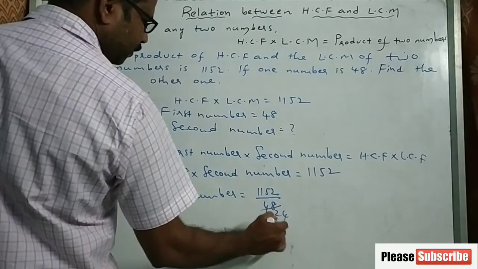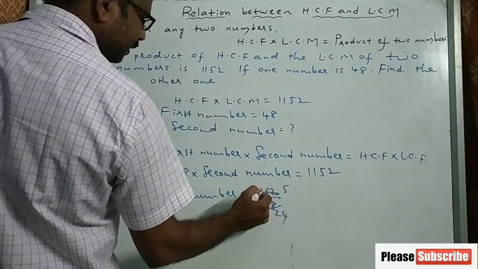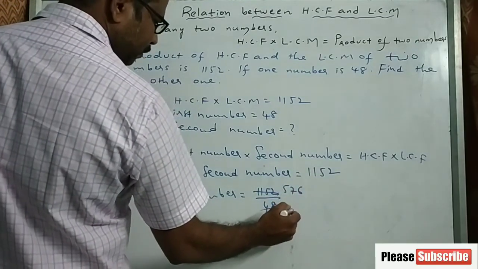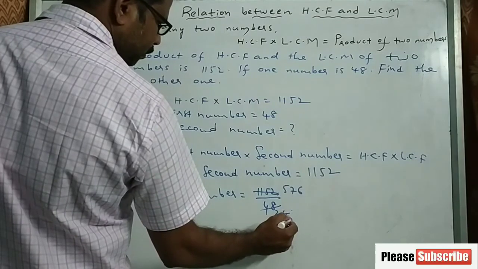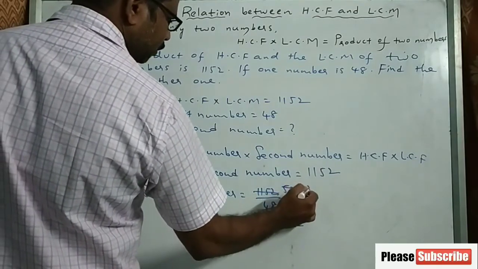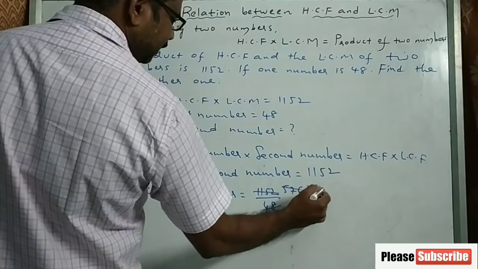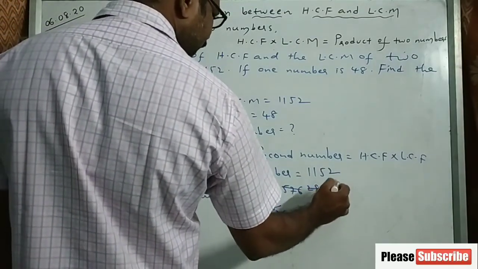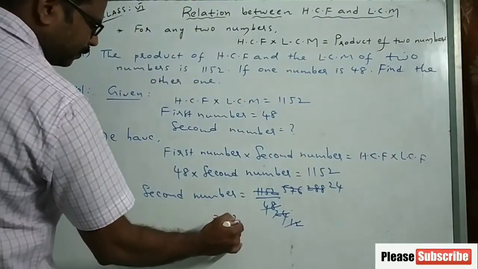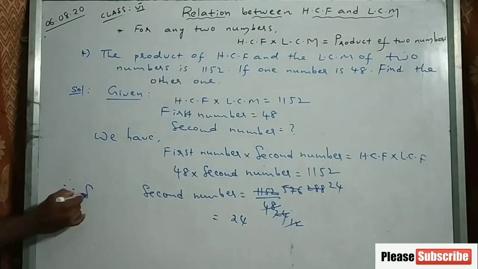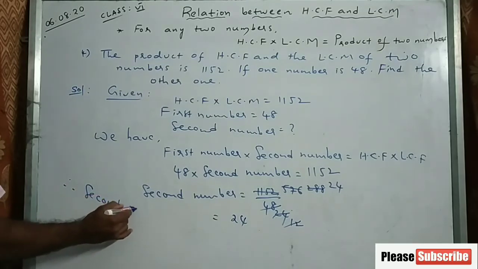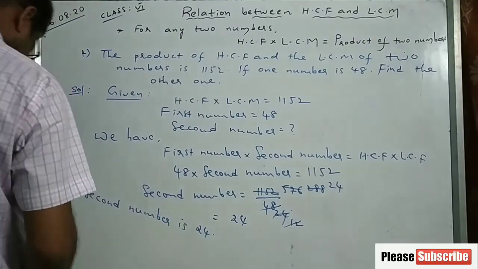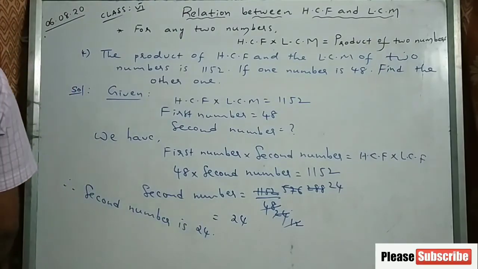So 2 2s, 2 4s, 2 5s are 10, 2 7s are 14, 2 6s are 12. 2 1s, 2 2s, 2 2s, 2 8s are 16, 2 8s are 16. 12 2s are 24, 12 4s are 48, means 24. Therefore, what is the second number? 24. That is the end of solution.